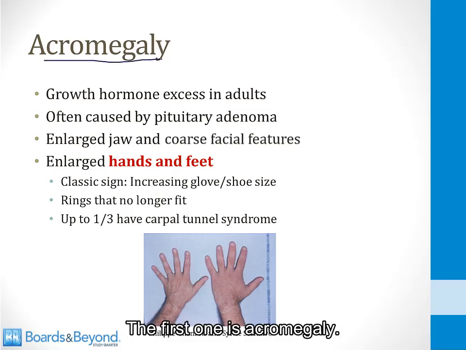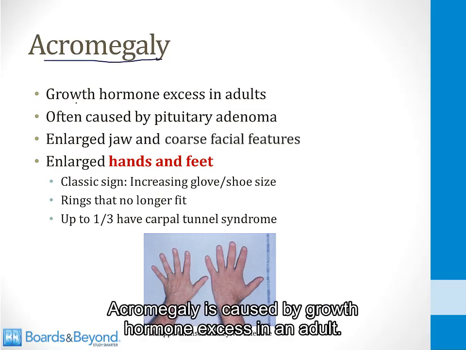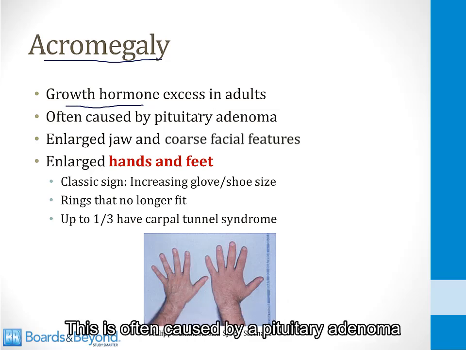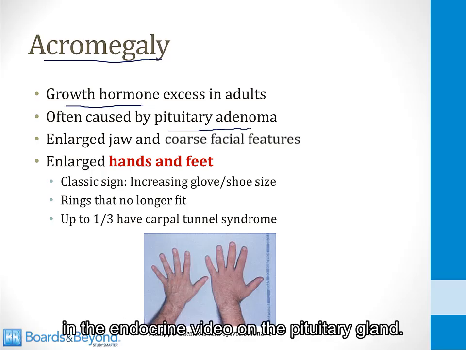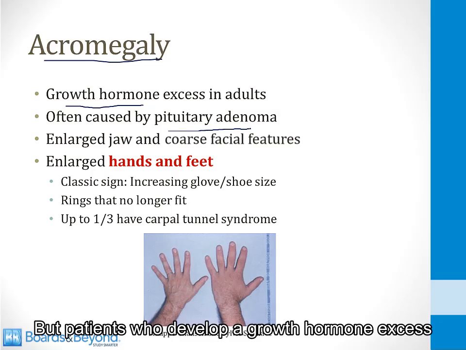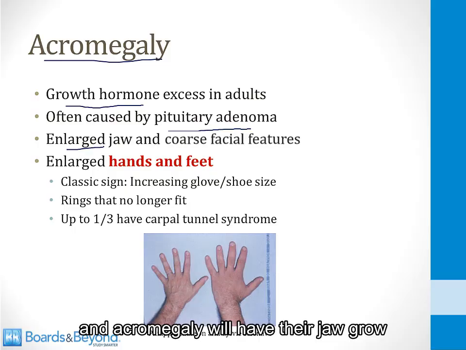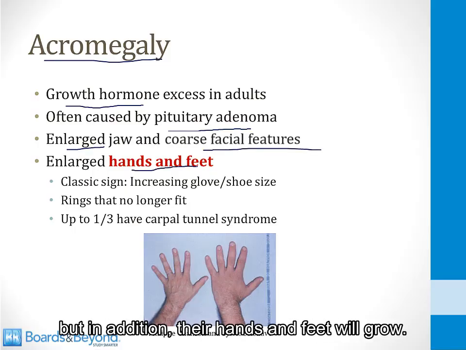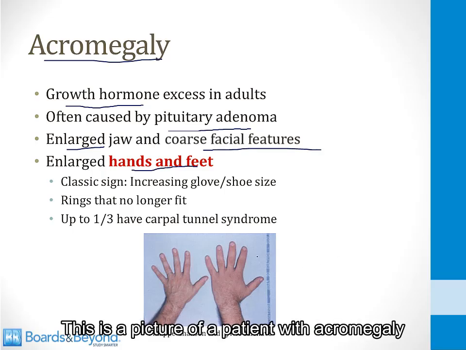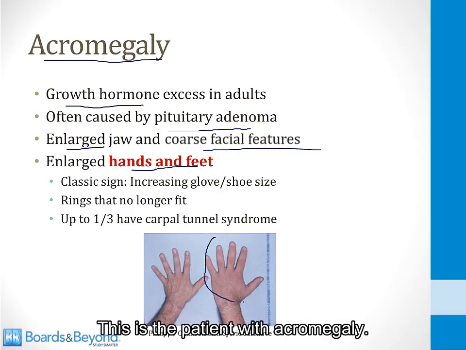The first one is acromegaly. Acromegaly is caused by growth hormone excess in an adult. This is often caused by a pituitary adenoma, and I talk about acromegaly in more detail in the endocrine video on the pituitary gland. But patients who develop a growth hormone excess in acromegaly will have their jaw grow and they will develop coarse facial features. But in addition, their hands and feet will grow. This is a picture of a patient with acromegaly on the bottom of the screen here.